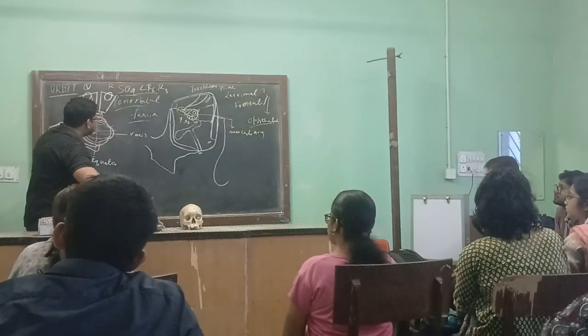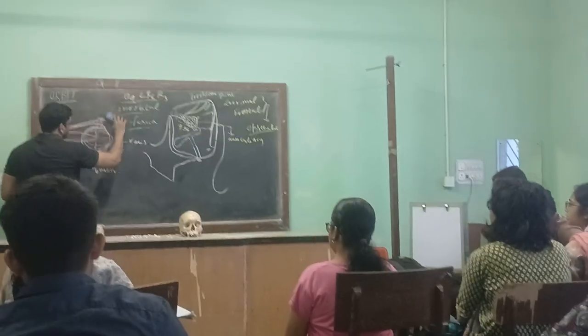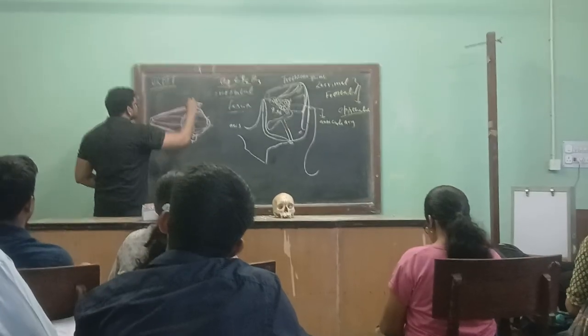Coming to the other muscles, the involuntary muscles, the extraocular muscles, those are smooth muscle, tarsal. So what are the other extraocular muscles I told you? Superior tarsal, inferior tarsal.